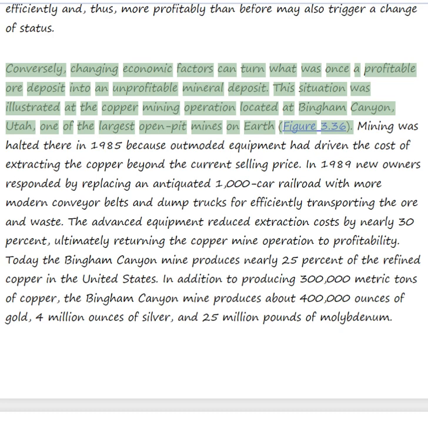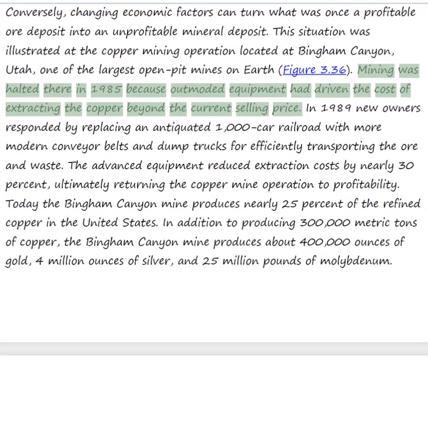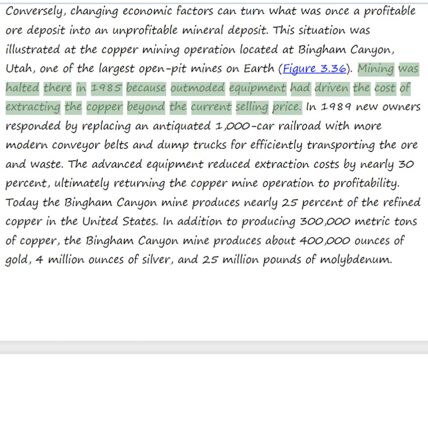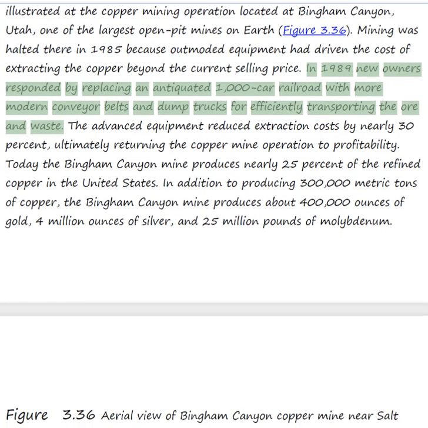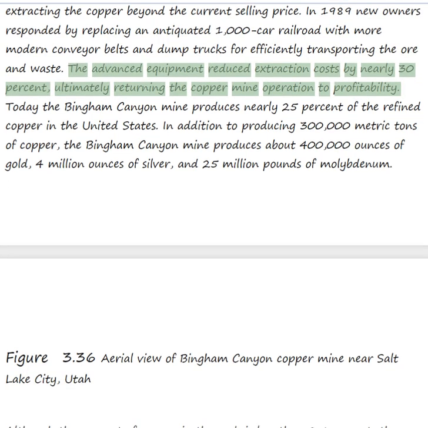This situation was illustrated at the copper mining operation located at Bingham Canyon, Utah, one of the largest open-pit mines on Earth. Mining was halted there in 1985 because outmoded equipment had driven the cost of extracting the copper beyond the current selling price. In 1989, new owners responded by replacing an antiquated 1,000-car railroad with more modern conveyor belts and dump trucks for efficiently transporting the ore and waste. The advanced equipment reduced extraction costs by nearly 30%, ultimately returning the copper mine operation to profitability.